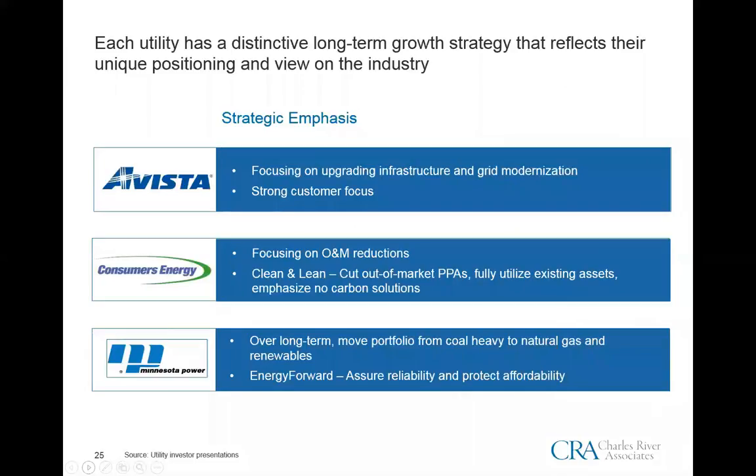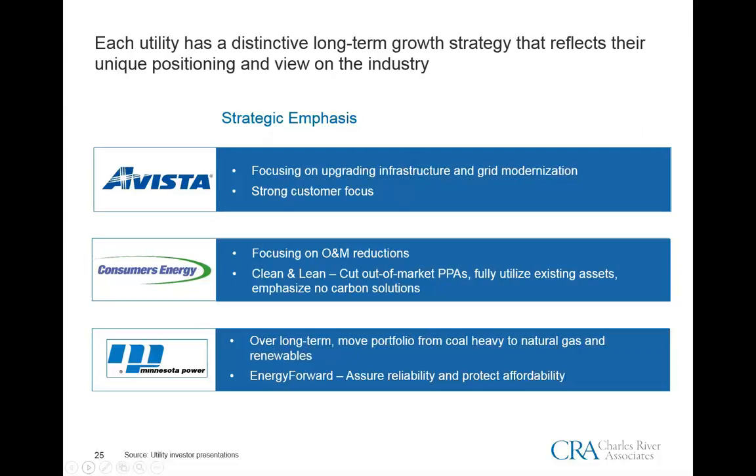So each of these utilities has a distinctive strategy going forward, and it reflects their unique positioning. As we hinted at before, when you do a peer analysis like this, we found it interesting to start with a review of the strategic emphasis for each of the entities and where that might be driving them going forward. So Avista has been very focused, and continues to be focused, on upgrading infrastructure and grid modernization and maintaining their customer value. We'll get to that in a couple slides where we talk about their customer mix.